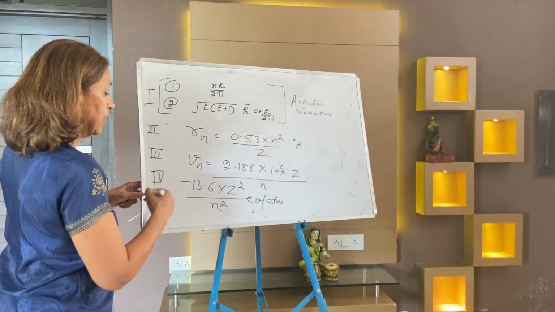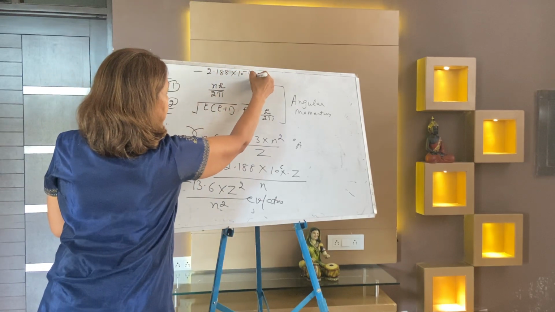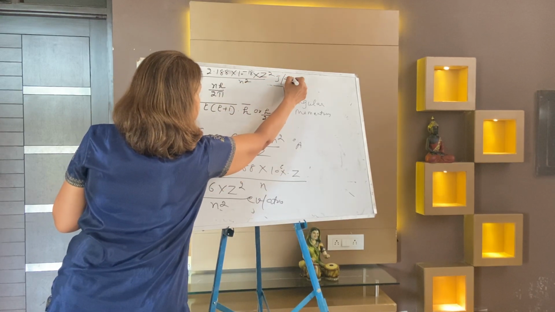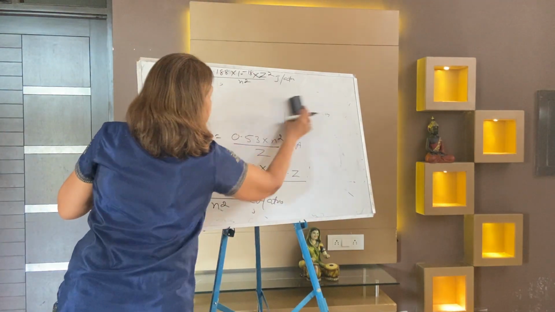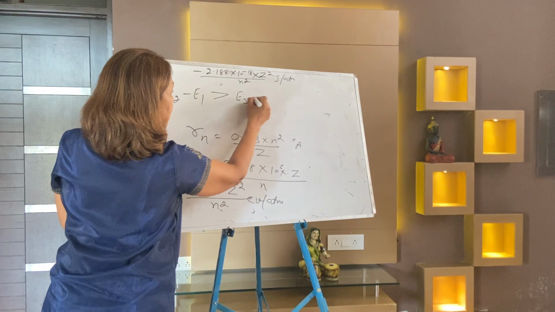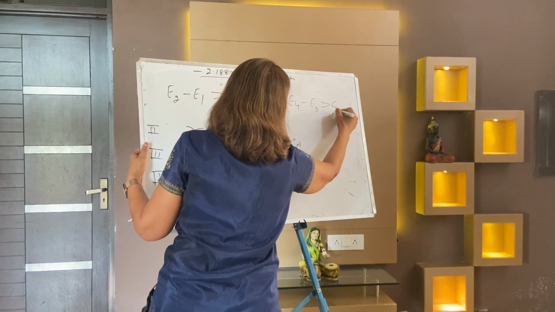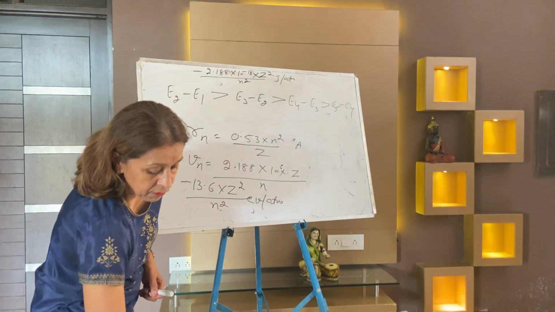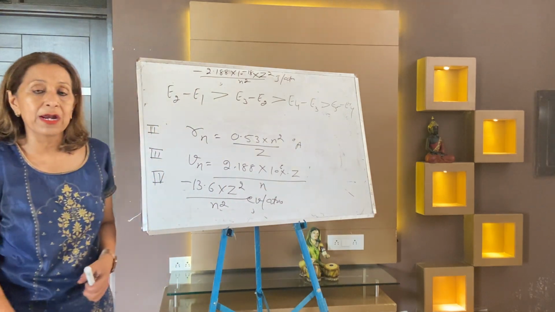One more, energy in joules: minus 2.188 into 10 power minus 18 into z square by n square joules per atom. Now one more thing you can write: E2 minus E1 greater than E3 minus E2 greater than E4 minus E3 greater than E5 minus E4 and so on. So these are your questions related to the topics and the Bohr's model calculations.